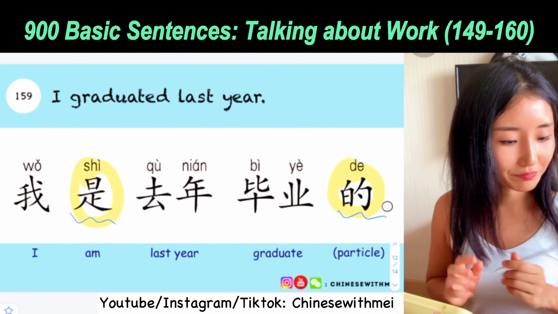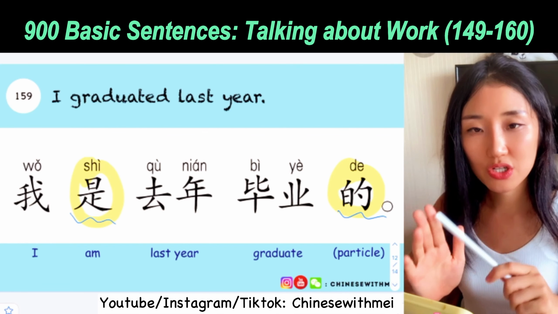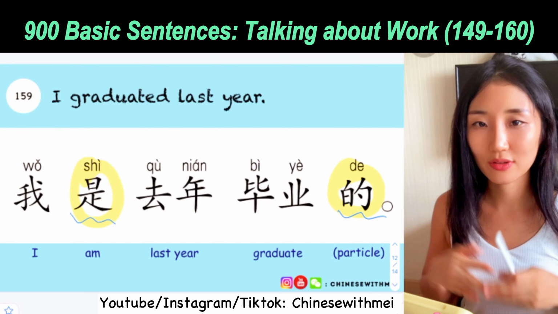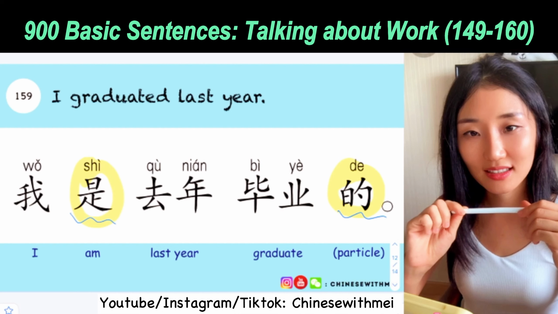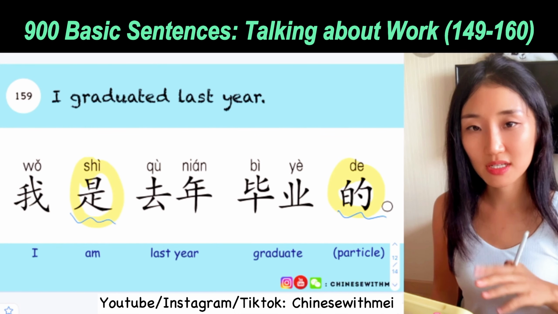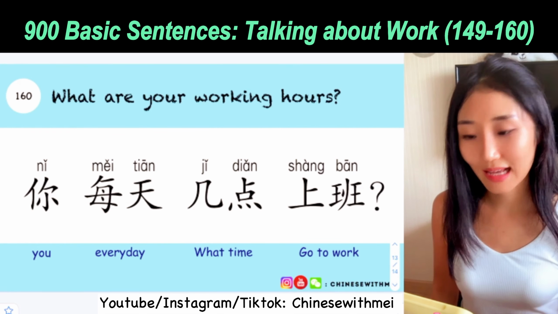For example, this pen 是白色的。So you put 白色 in between 是 and 的 to emphasize that this is white. Get it? You will see this structure very often. 是什么什么的。And next one, you want to ask, what are your working hours?